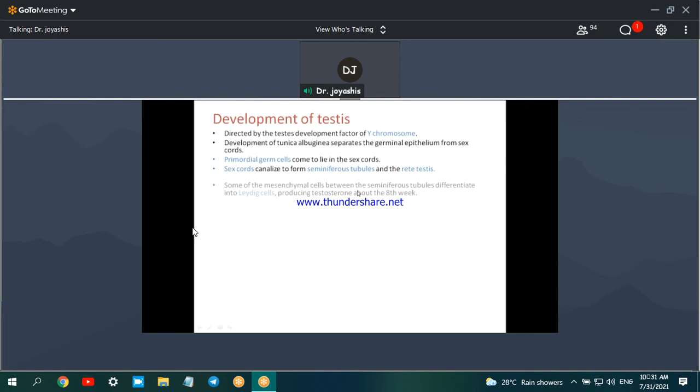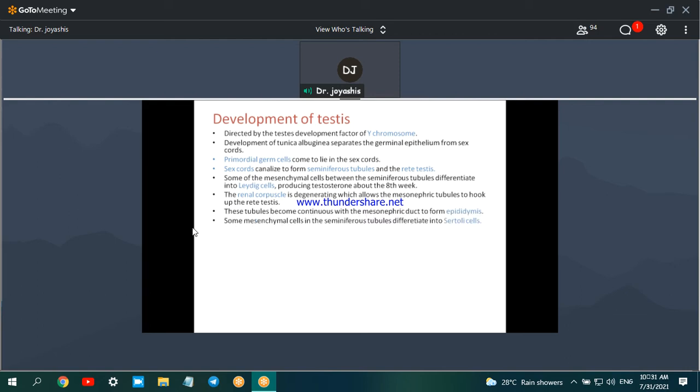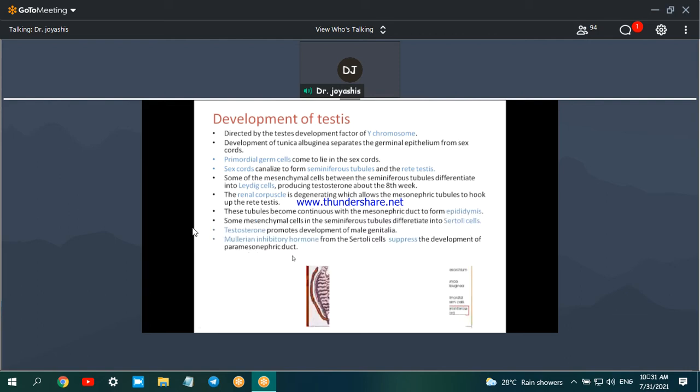These tubules become continuous with the mesonephric duct. Some cells in the seminiferous tubules differentiate into Sertoli cells. Testosterone promotes development of male genitals. Some of the Sertoli cells suppress the development of the paramesonephric duct.